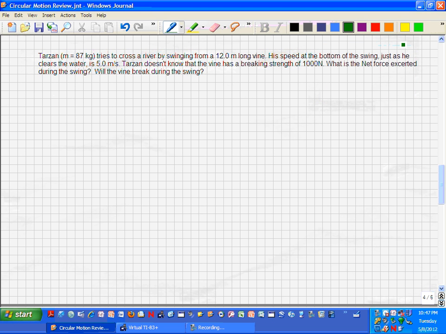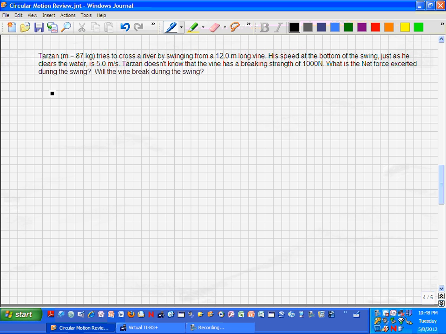This is a fun little problem. We've got Tarzan trying to cross a river by swinging from a 12-meter vine. His speed at the bottom of the swing as he clears the water is 5 meters per second. Tarzan has no idea that the breaking strength of the vine, in other words the tension it can withstand, is 1,000 newtons. I want to know what the net force exerted during the swing is, and will the vine break? First thing we're going to start out with is a little picture here.